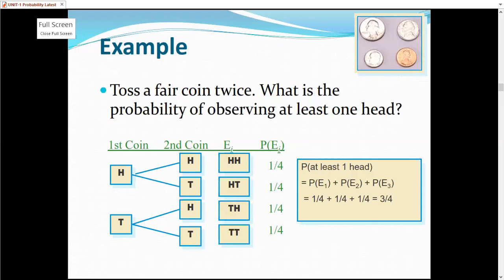Now what do you have to find here? The probability of observing at least one head means you should have at least one head when you are throwing two fair coins. You can observe here that head occurs in HH, HT and TH, but not in TT. So what you have to write? Probability of E1 plus probability of E2 plus probability of E3 only, because these consist of at least one head. So 1 by 4 plus 1 by 4 plus 1 by 4, that is 3 by 4.